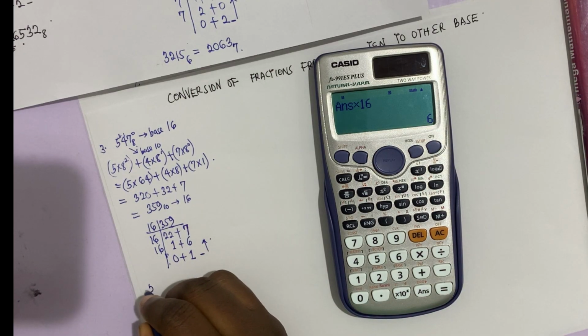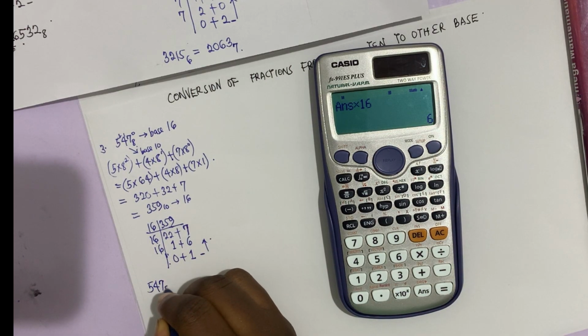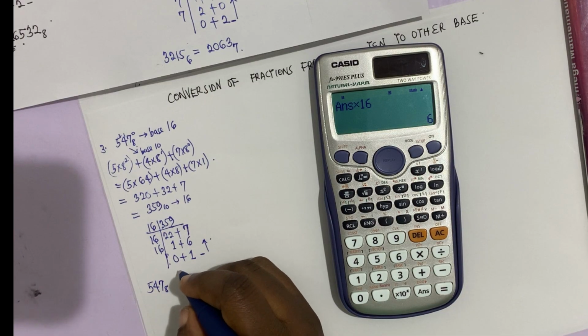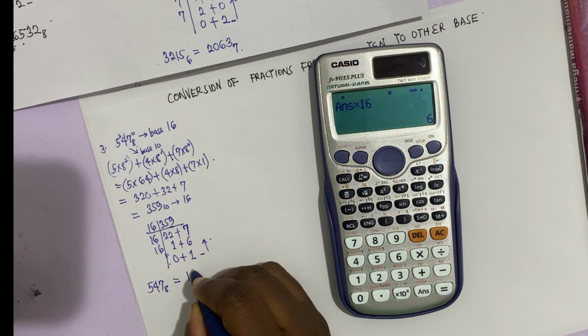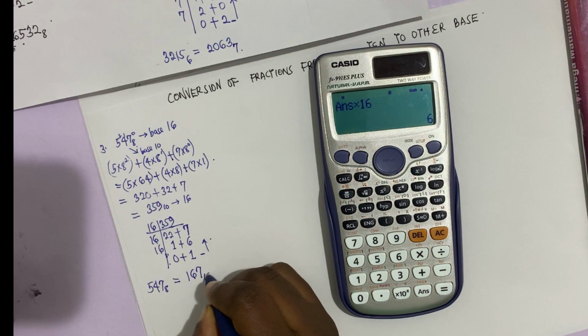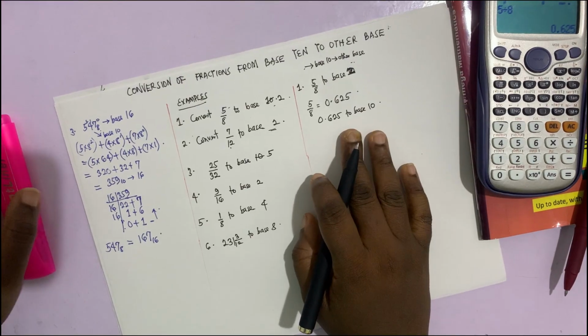So therefore 547 base 8 will be equal to 167 base 16. Let's take some examples.